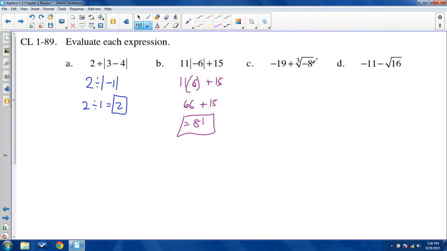So first thing I'm going to do is attend to this cube root part here. So the left part, negative 19, stays the same. And then I'm going to add, what's the cube root of negative 8? Now I know a couple people might be saying, we can't take the cube root of a negative number. You can. You can't take the square root of a negative number. Square root of negative 8, no good.